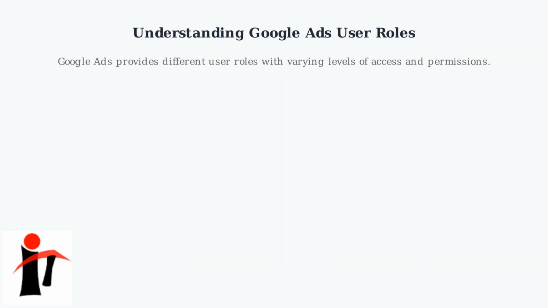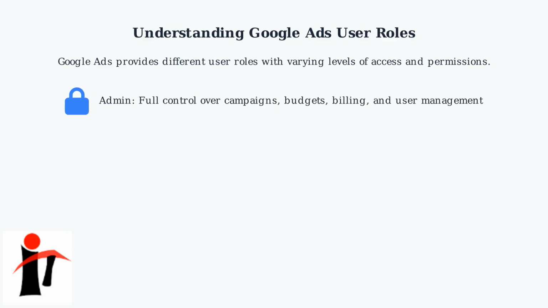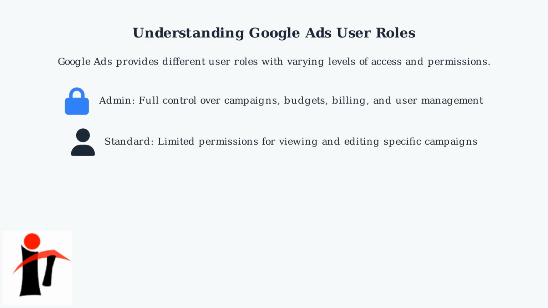Google Ads provides different user roles with varying levels of access and permissions. Admins have full control over campaigns, budgets, billing, and user management. Standard users have limited permissions for viewing and editing specific campaigns. Other roles include email only, billing, and read-only with restricted access.